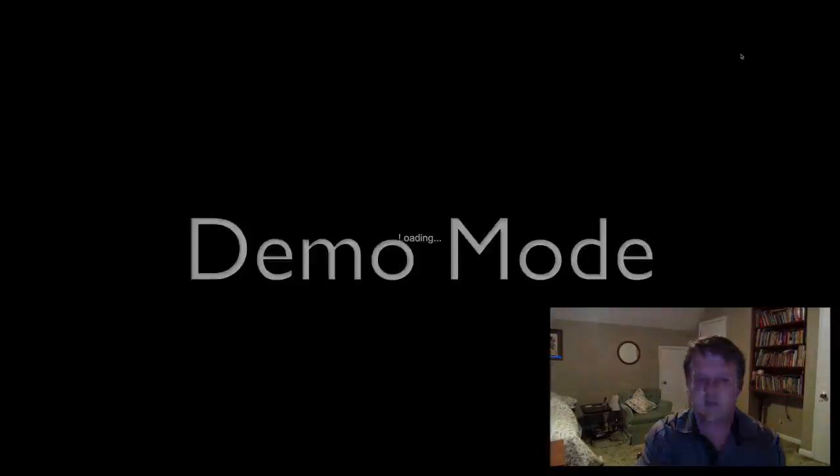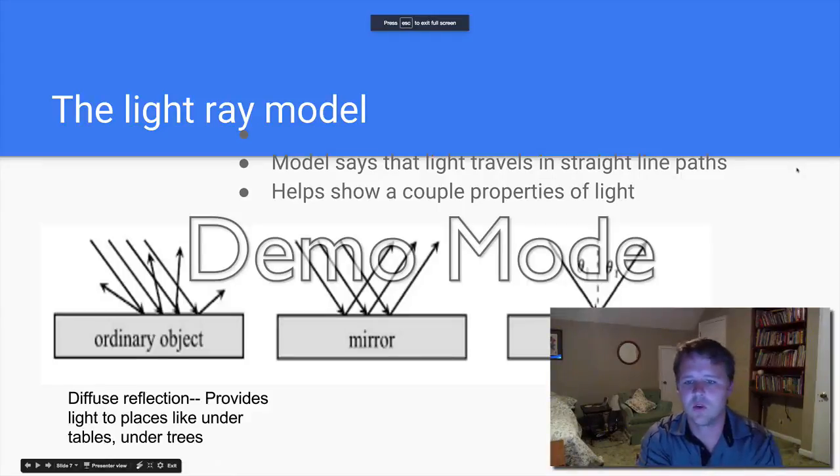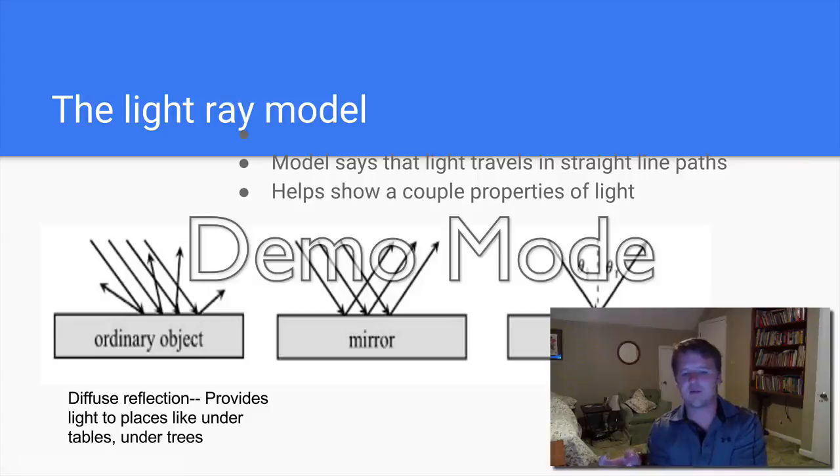So the light ray model. This is the idea that the sun, or something else when it produces light, shoots a ray at you. So the light's not in a wave. It's in a ray. It just shoots it straight at you. This model says that light travels in straight line paths. It helps show a couple properties of light, such as in a mirror, the light will bounce straight off. And you have an angle there on the right you see from that mirror. And you also have ordinary objects wherein the light will hit and bounce off in straight lines.